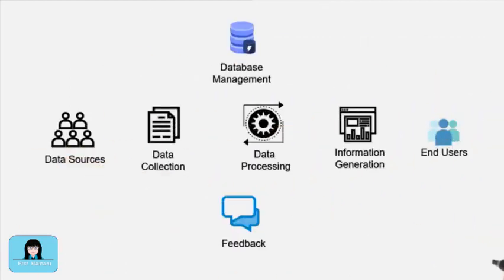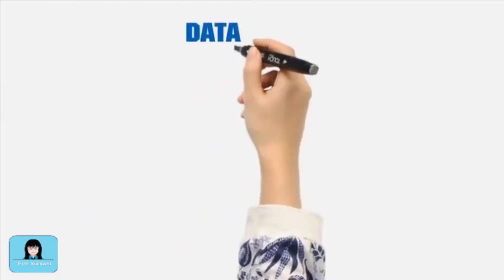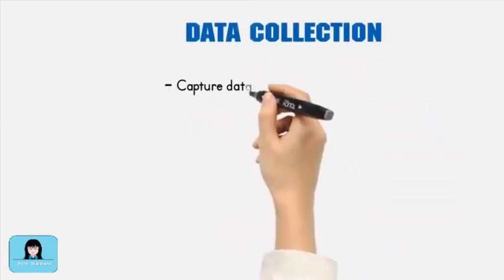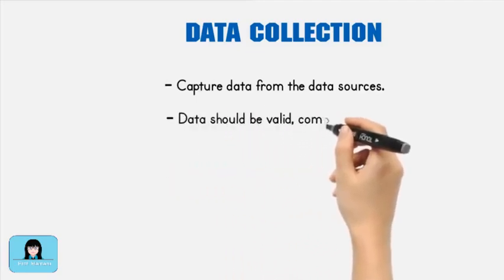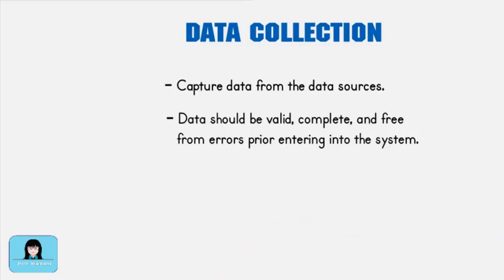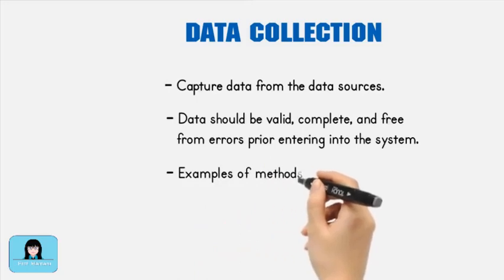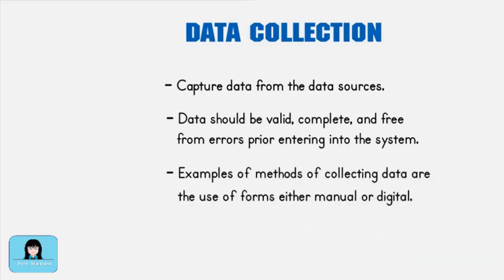The next element is data collection. Data collection involves the actions and means to capture data from data sources. When capturing data, it should be valid, complete, and free from material errors prior to entering into the system. The common methods of collecting data are the use of printed forms in a manual system and digital forms shown on a computer screen in a computer-based system.